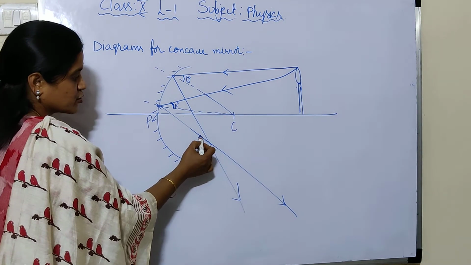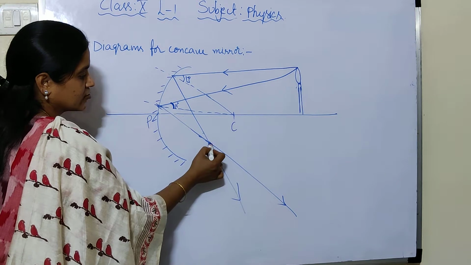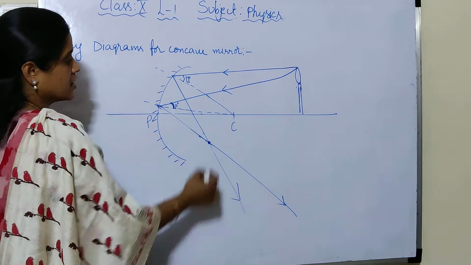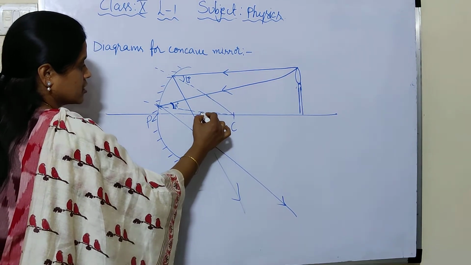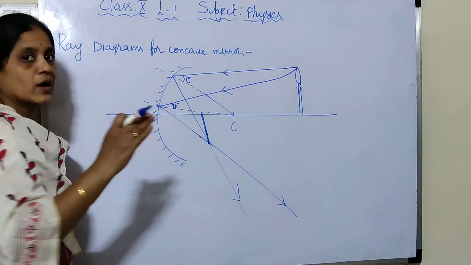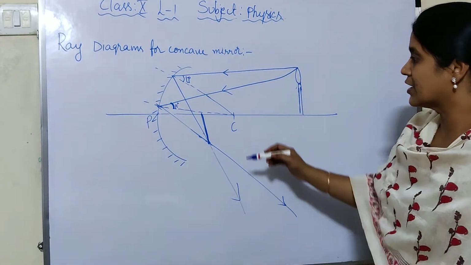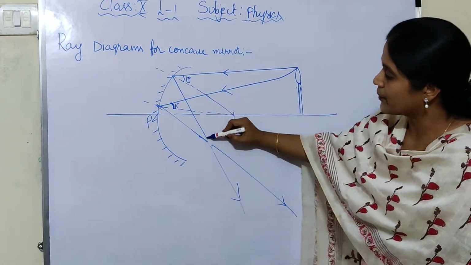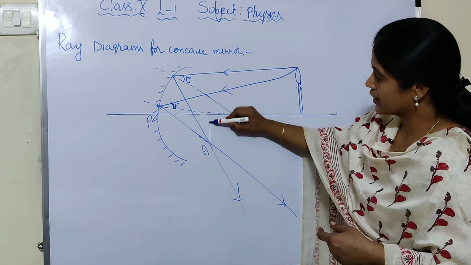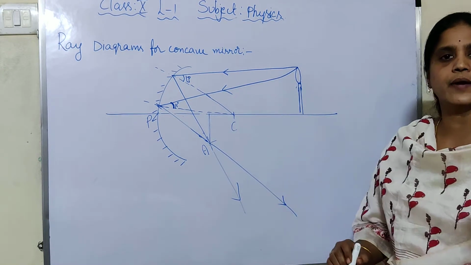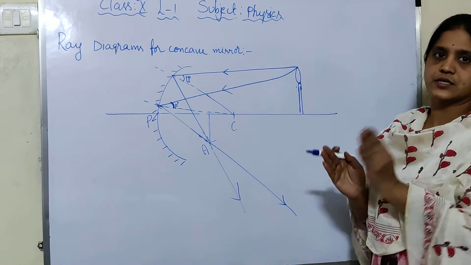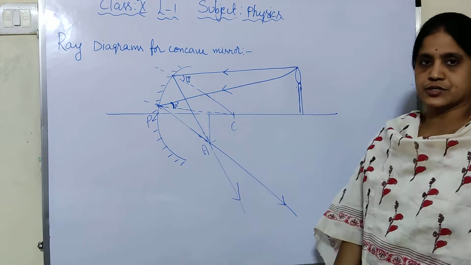Where these two reflected rays converge, from that converging point draw a line to the principal axis. Here you will get an image. If you hold a screen, a white paper, there you will get the image on the paper. We'll take this point as A. Here you get the image, and in the lab activity we observed that all such images are real images. Real images are inverted images.